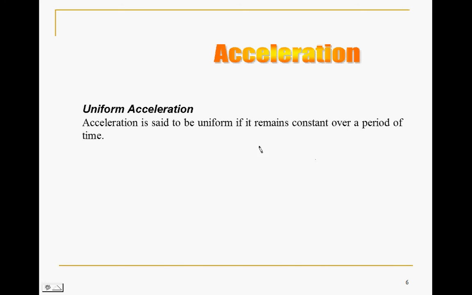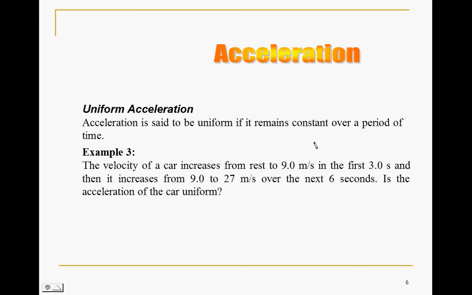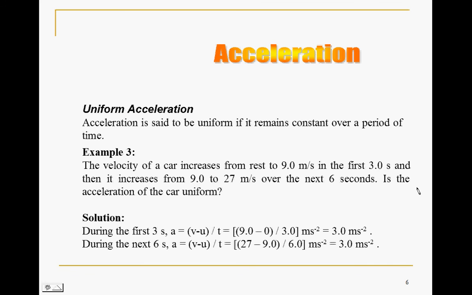Acceleration is said to be uniform if it remains constant over a period of time. So let's take a look at example 3. The velocity of a car increases from rest to 9 meters per second in the first 3 seconds, and then from 9 to 27 meters per second in the next 6 seconds. Is the acceleration of the car uniform? If you calculate the acceleration within the 2 intervals of time, you'll realize that the acceleration is the same value. If we achieve the same value for both time frames, we can conclude that the acceleration of the car is uniform.